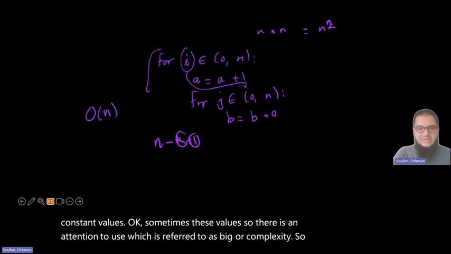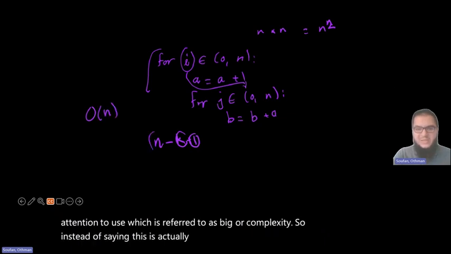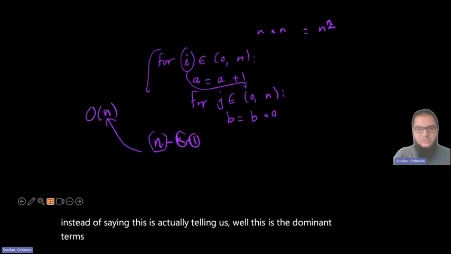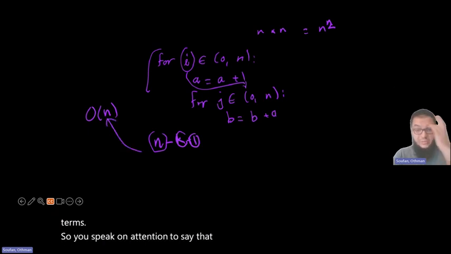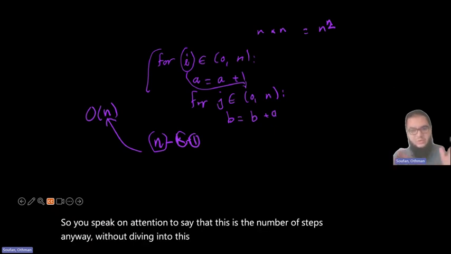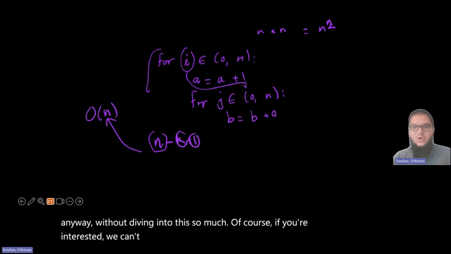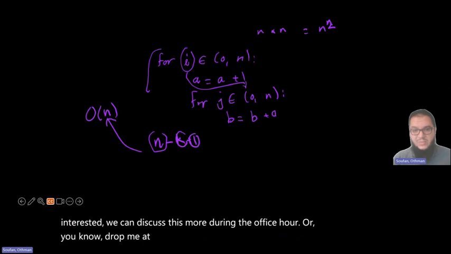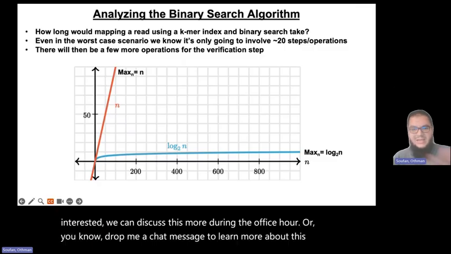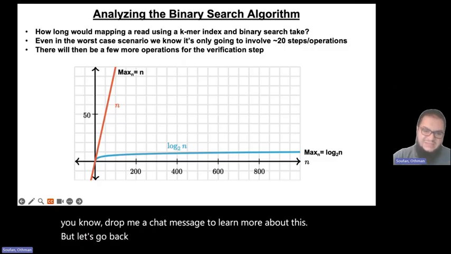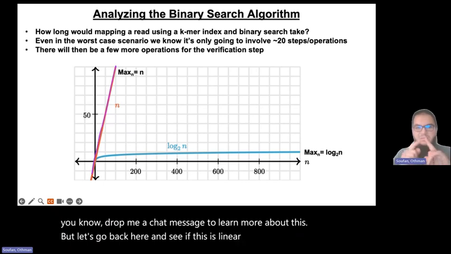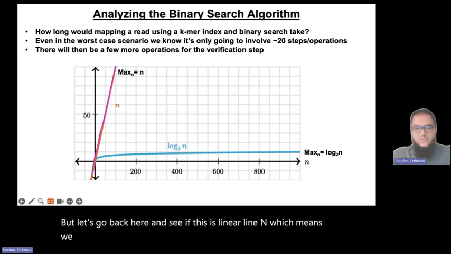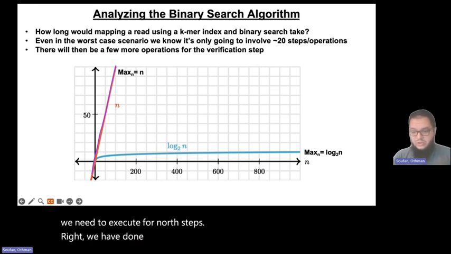Instead of that, this is the dominant term, so we use big O notation to say this is the number of steps. Anyway, without diving into this so much, if you're interested, we can discuss this more during the office hour, or drop me a chat message to learn more about this. But let's go back here and see that a linear line n means we need to execute n steps, right?